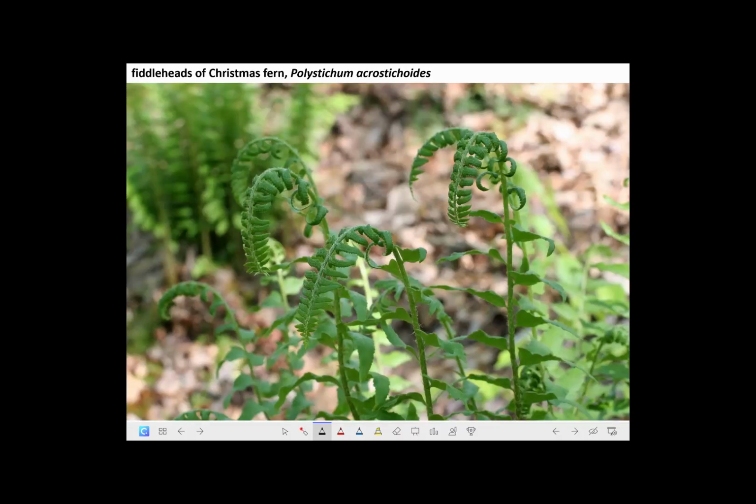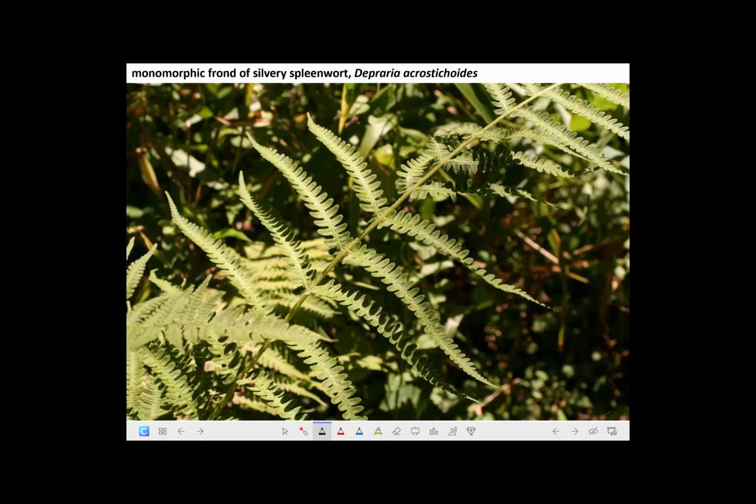Here's some young leaves of Christmas fern unfurling. So let's take a look at some fern sporophytes and see where the spores are being produced. So here's many ferns have what's called a monomorphic frond type.